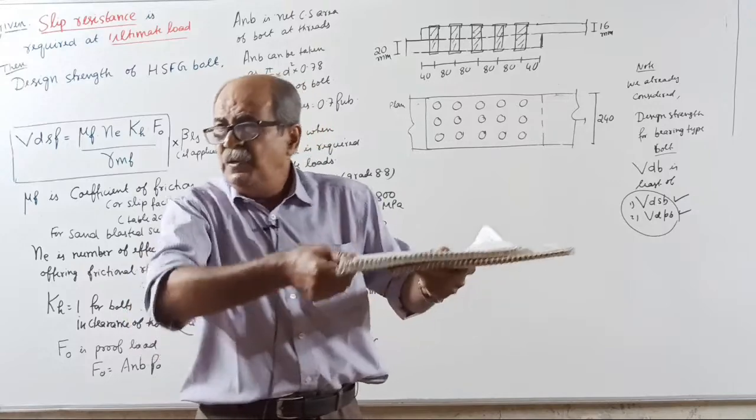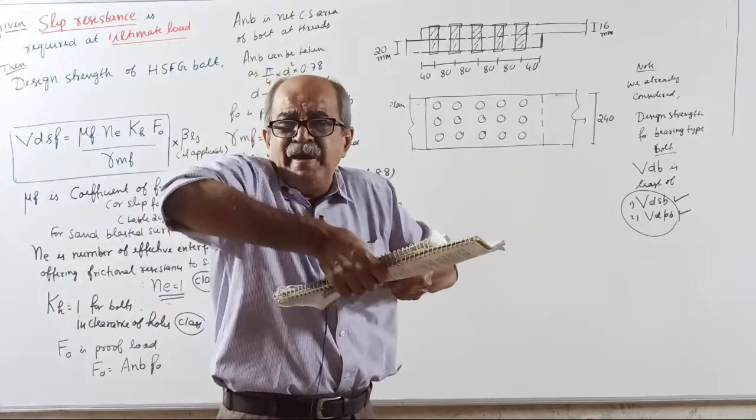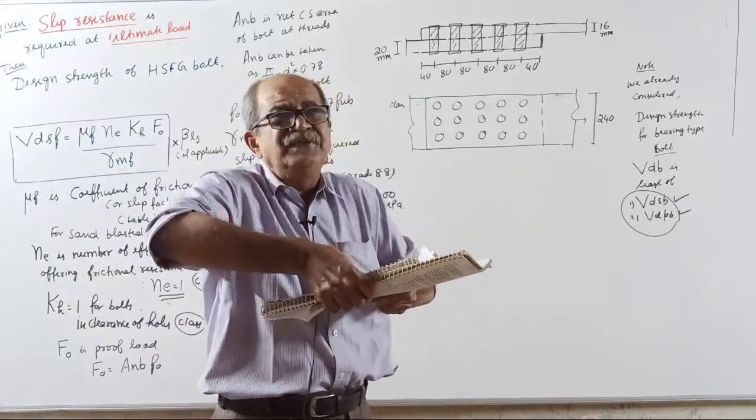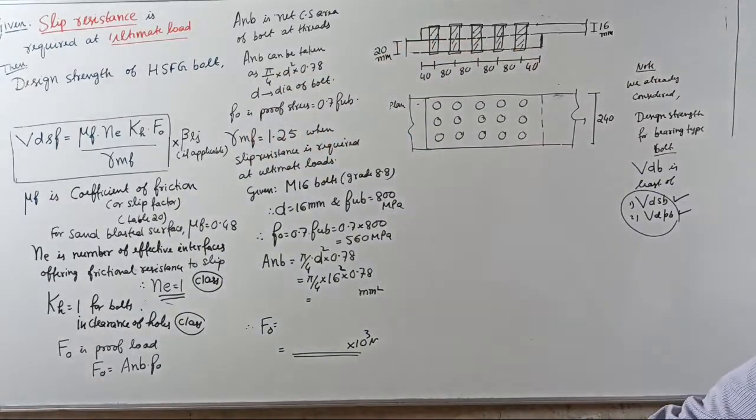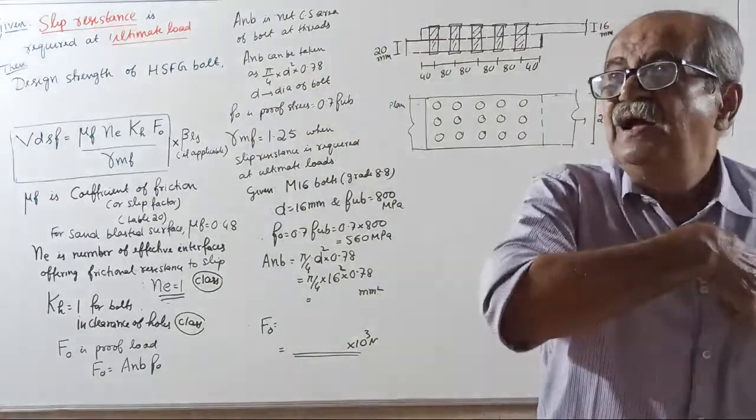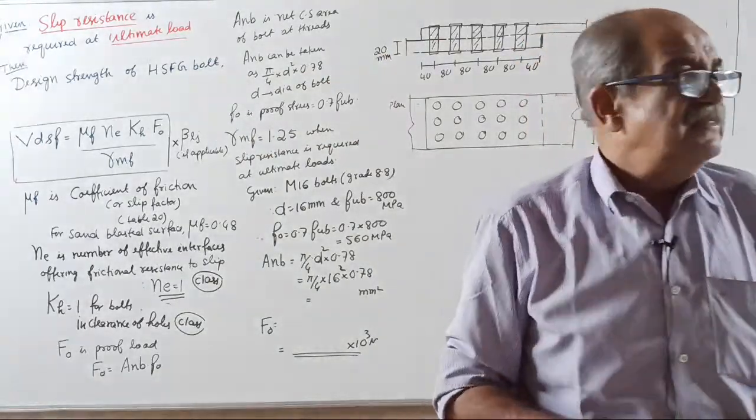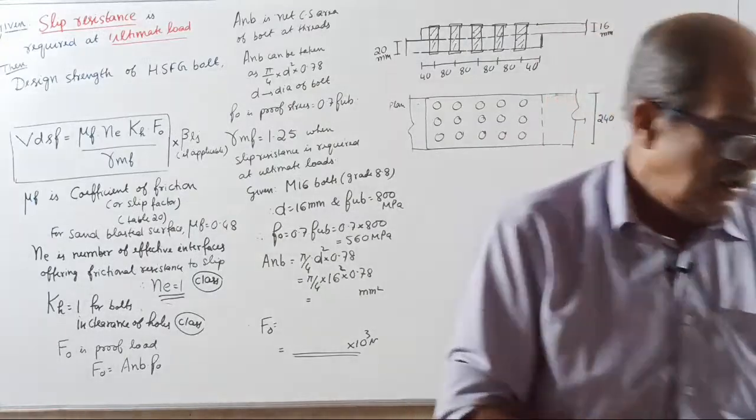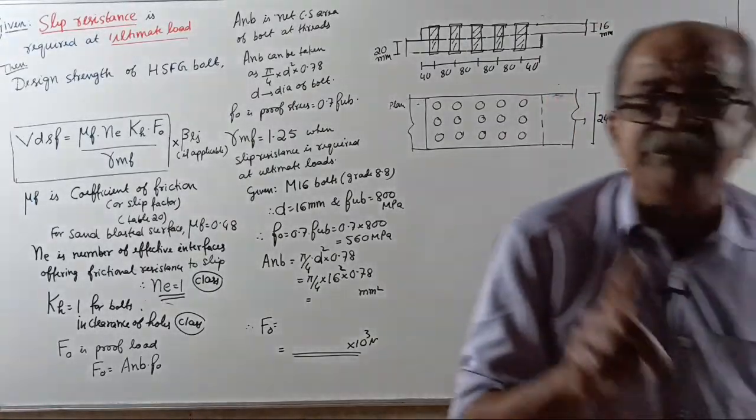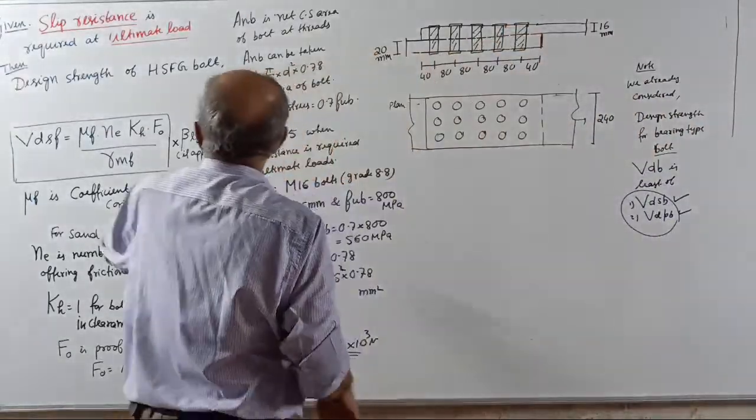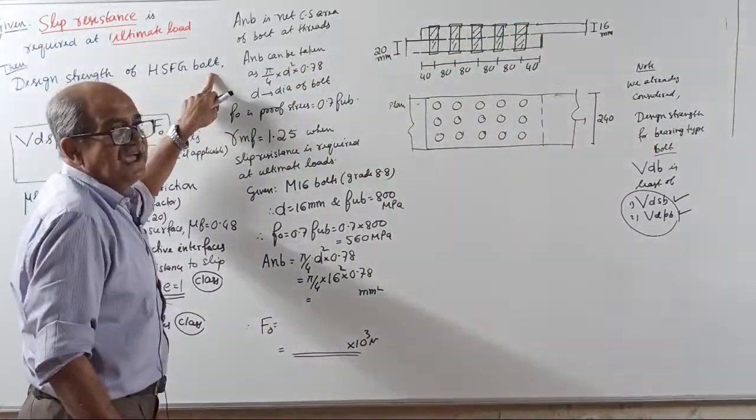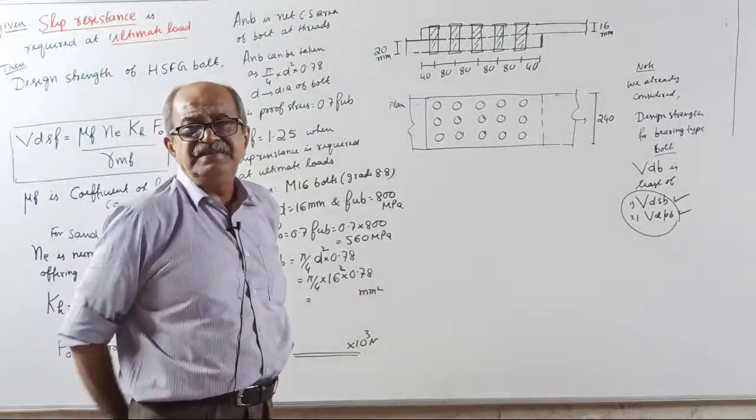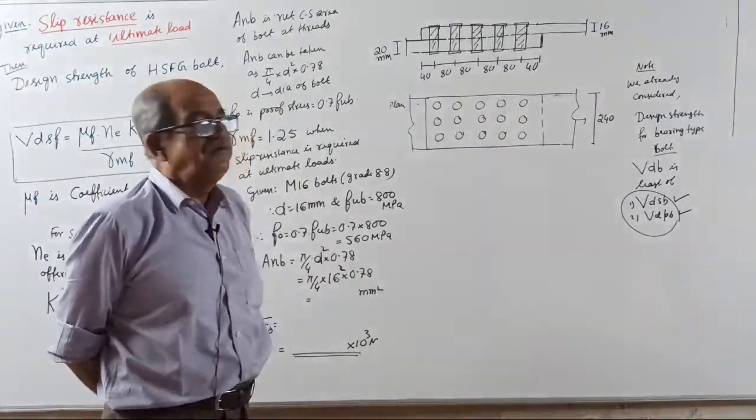Somebody who is weak, pull the plate. You press this way. He will tell, not possible, leave your hand. It will resist. The plate will not get separated because of what? Because of friction. That's why it is called high strength friction grip bolt. HSFG bolt. You write HSFG means high strength friction grip bolt.